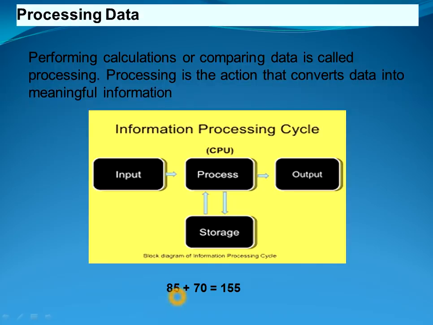Let me give you an example. For example, you want to add two numbers, 85 and 70. So 85 and 70 both act as the input for a computer, and the addition function plus is the processing action for a computer, and the output, which is 155, is the result after processing by the CPU.